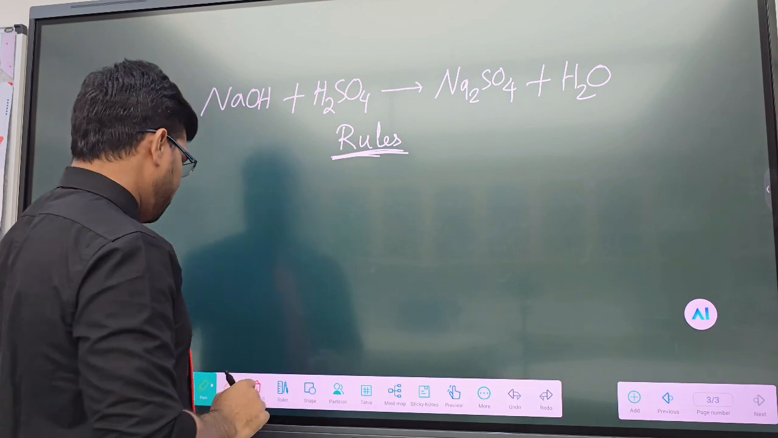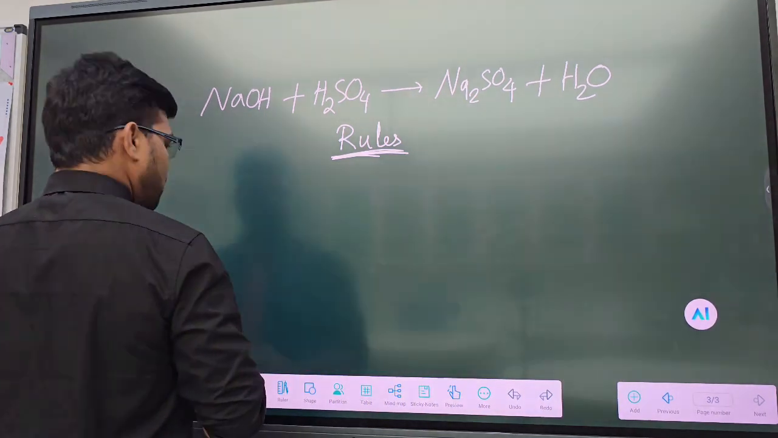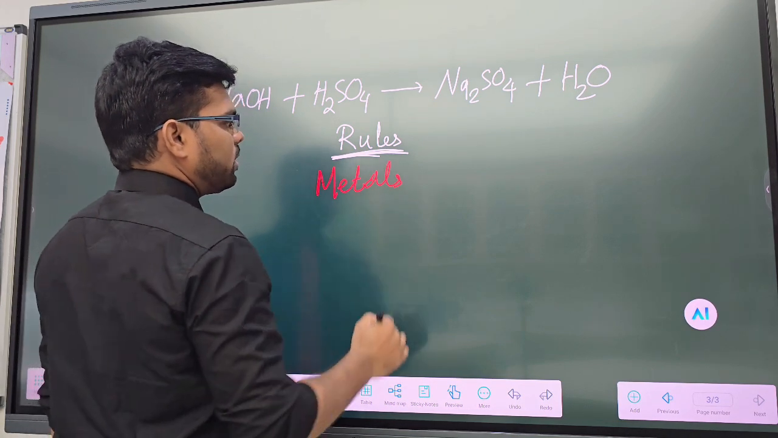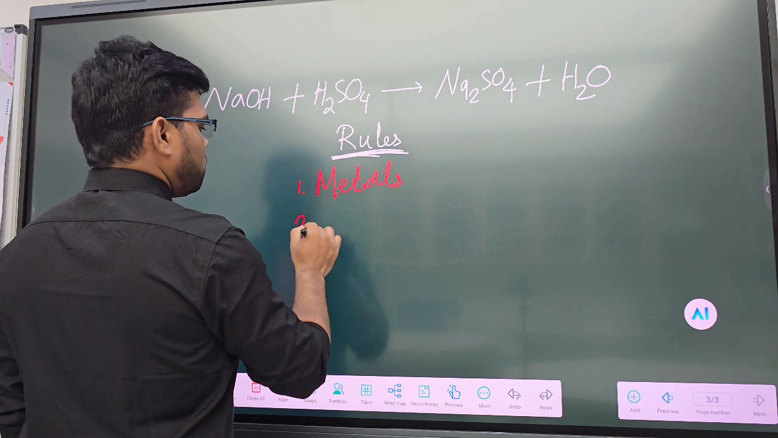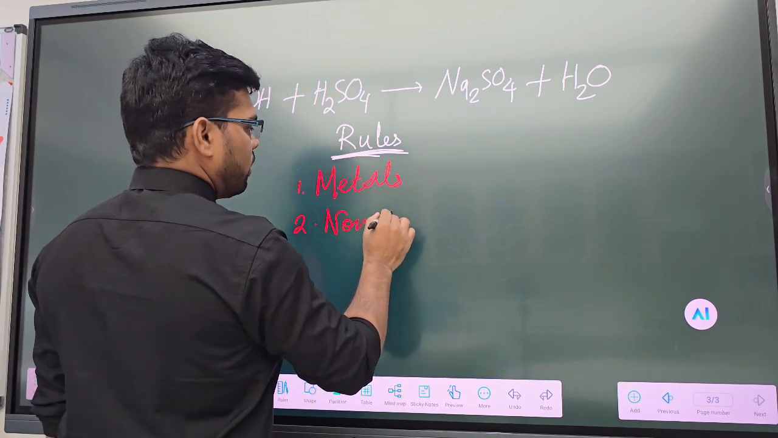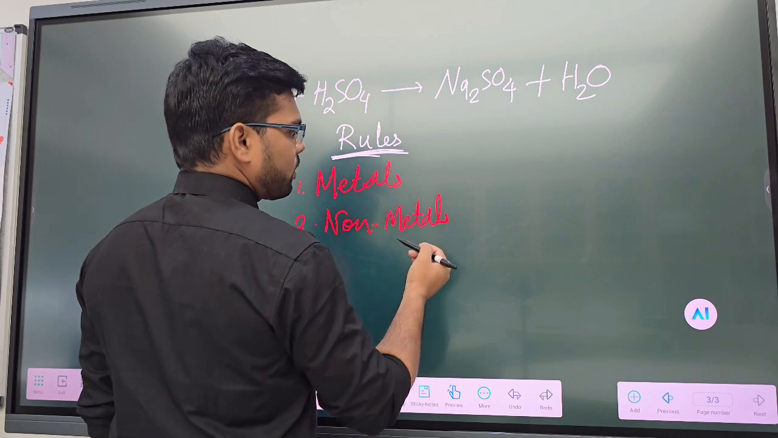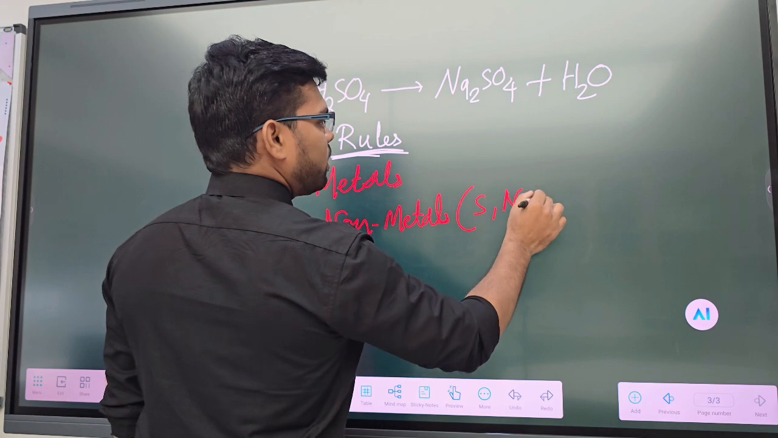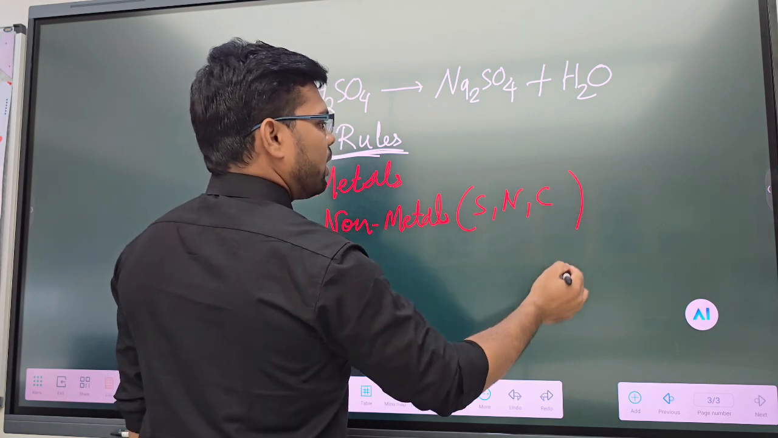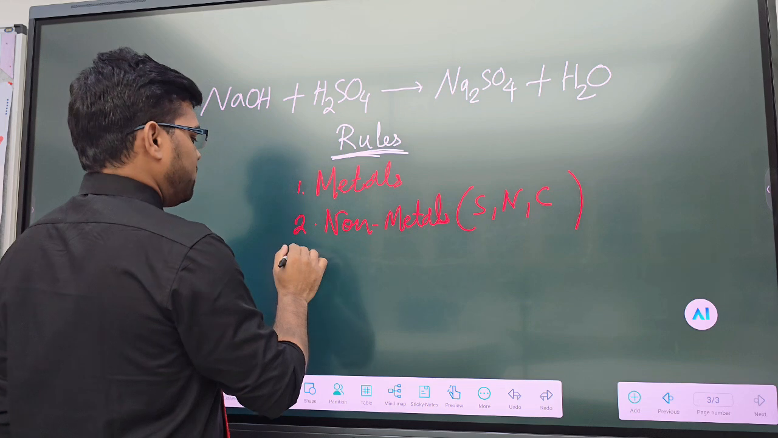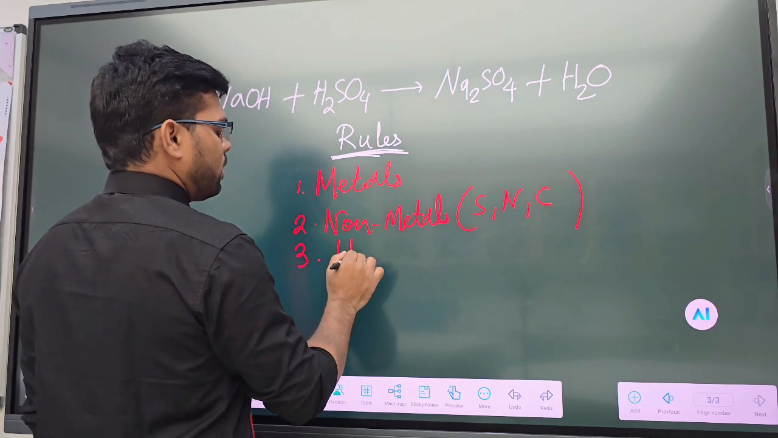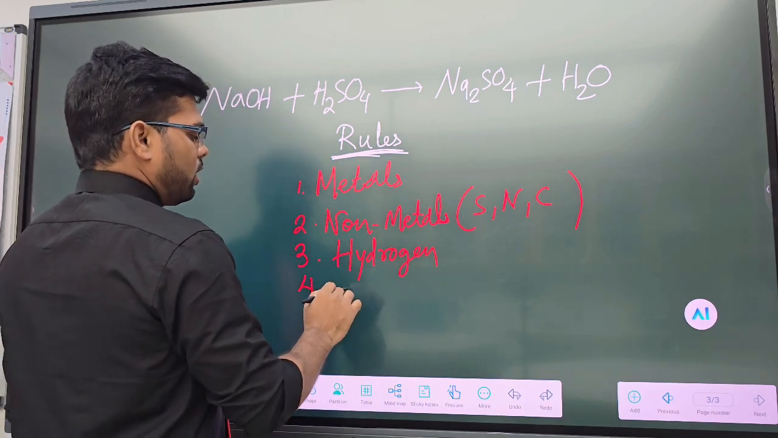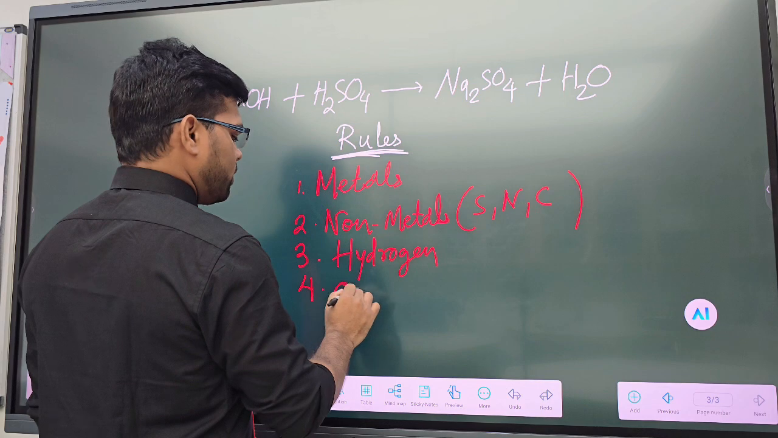The rules you have to memorize. The rules are very simple. Always remember, metals will be balanced first. Number two, non-metal elements will be balanced, like sulfur, nitrogen, carbon, and so on, except hydrogen and oxygen. Third, you have to balance hydrogen. Fourth, at the end, you have to balance the oxygen.